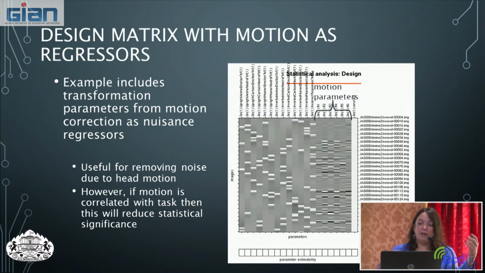Okay, so in SPM, it represents your model like this, okay? So you see all these columns here. So this also includes motion. Like I said, you can also use motion as covariates in your model to try to explain what's happening in your data. So I'm going to go over to the board here and try to explain to you what each of these is, okay?